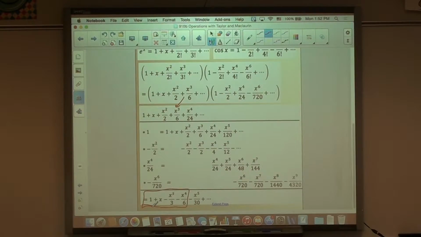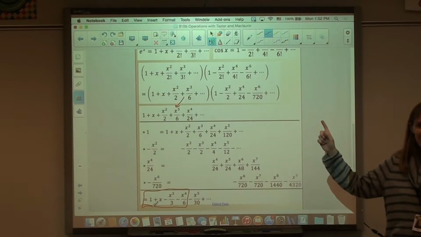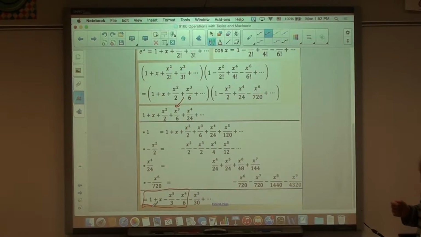So for this one, it's, hey, what if we want a series for e to the x cosine x? We could just do e to the x times cosine x. Because you have to do like a product rule. I was just saying, why not just like do it yourself?